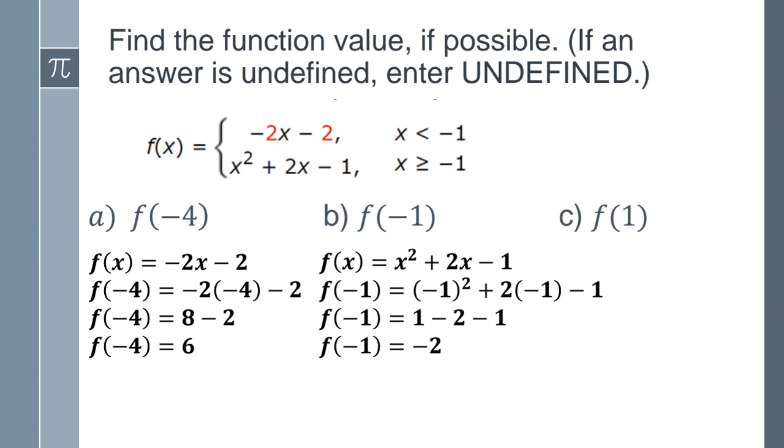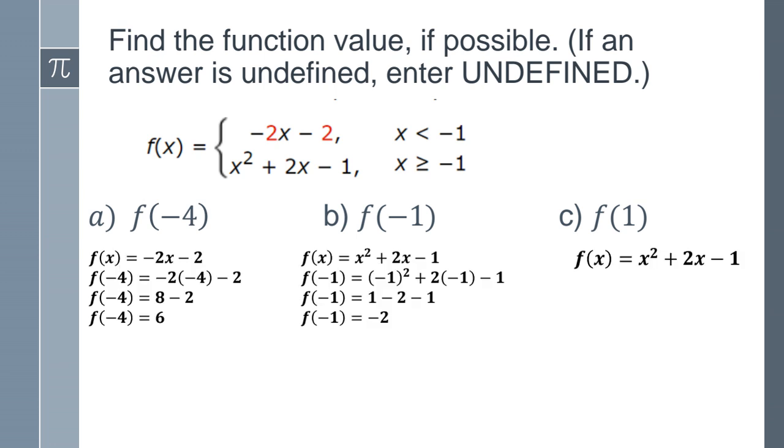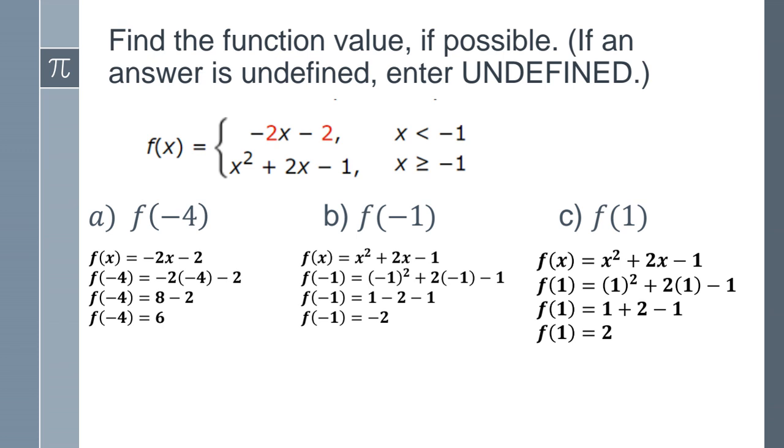Okay, and let's do the last one. I want to evaluate the function at 1. So again, I ask myself, is 1 less than -1? No, that is a false statement. Is 1 greater than or equal to -1? That is a true statement. 1 is bigger than -1. So again, the function that I'm using is the second one, the x squared plus 2x minus 1. Again, everywhere I see x, I'm going to plug in that 1. So we have 1 squared is 1. 2 times 1 is 2, minus 1. So we have 1 plus 2 is 3. 3 minus 1 is 2. So the y value that comes out from this function is 2.